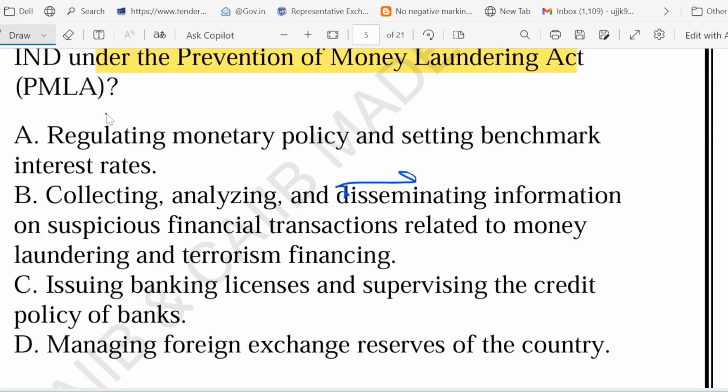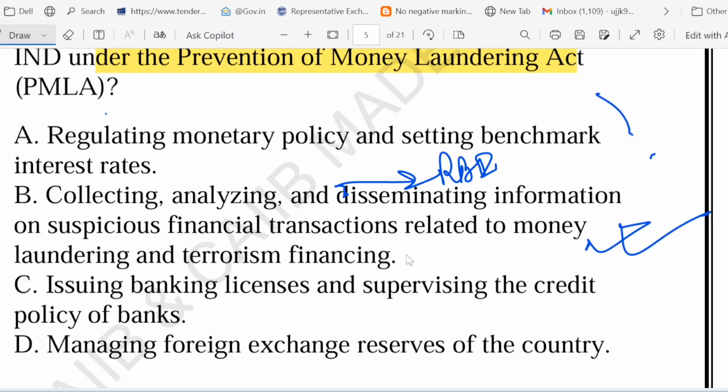See, this is actually the job of RBI. Monetary policy monitoring is the job of the RBI. For example, RBI decides the repo rate and reverse repo rate to control inflation and liquidity. Second is collecting, analyzing, disseminating information. Yes, this is exactly what FIU-IND does.